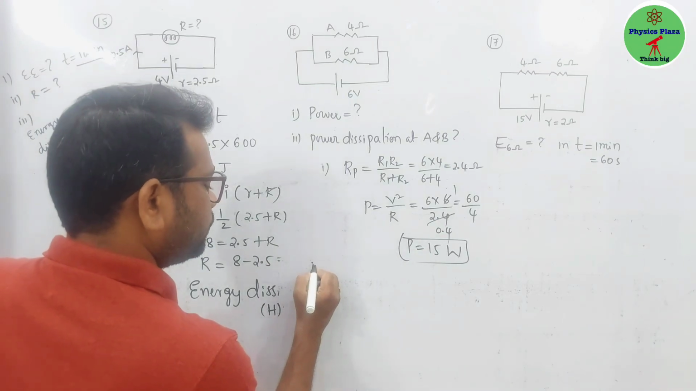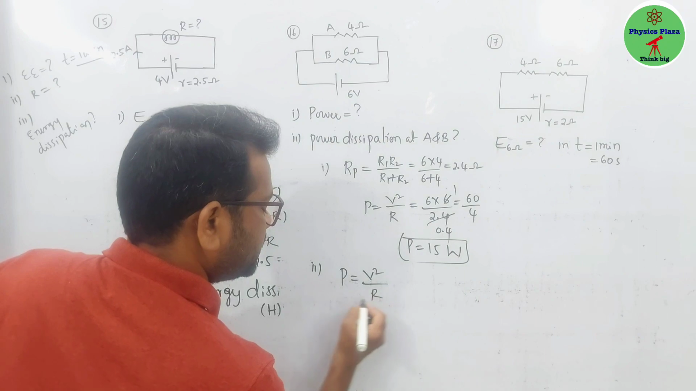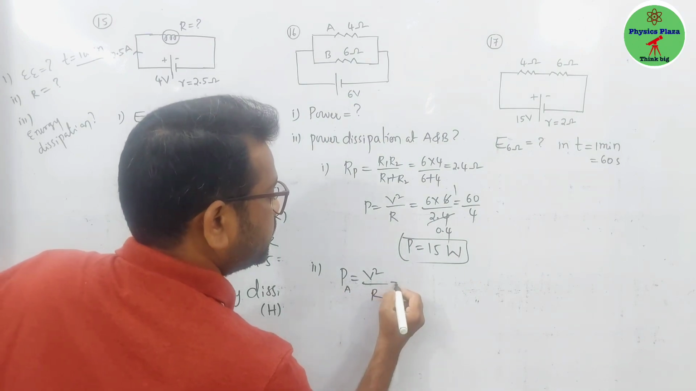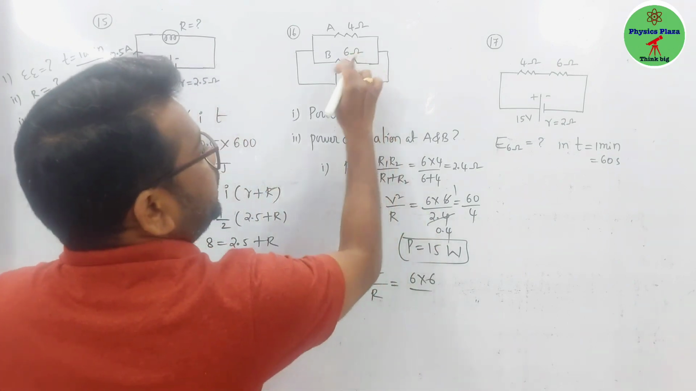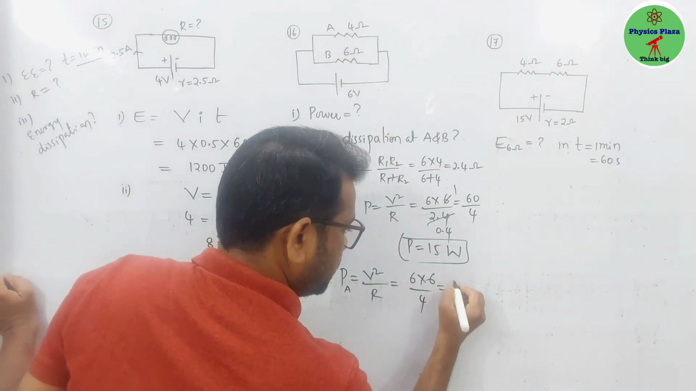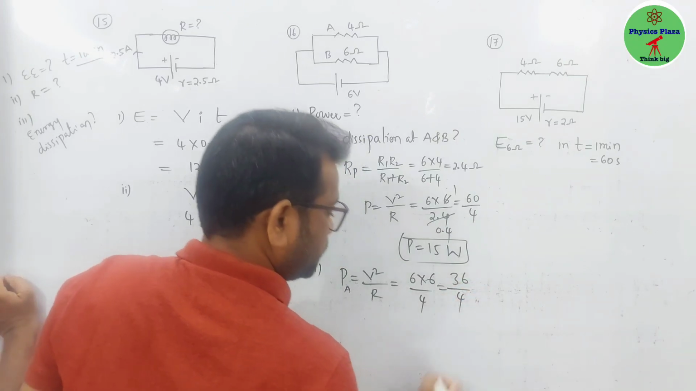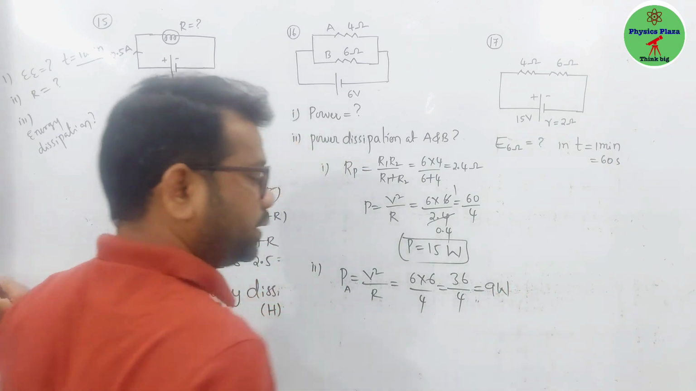Now they are asking power dissipation at A resistor, at B resistor. Okay. So we know that P is equal to V square by R. So power dissipated at A, right? So here V is 6 only. 6 into 6. A is how much? 4. So this will be 36 by 4. So this will be 9 watt power dissipated.